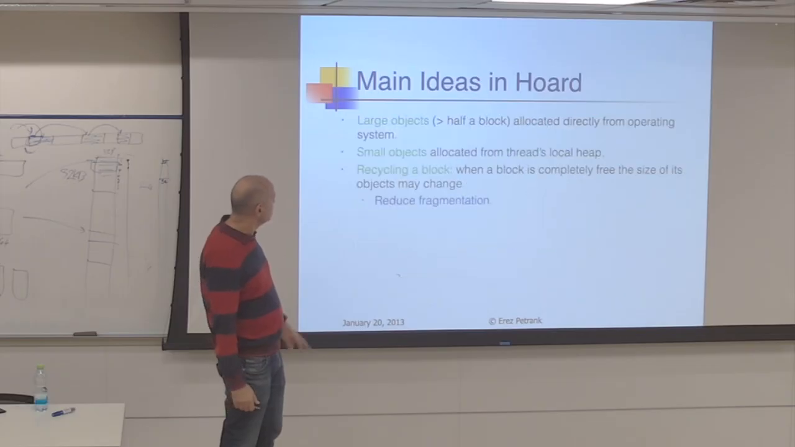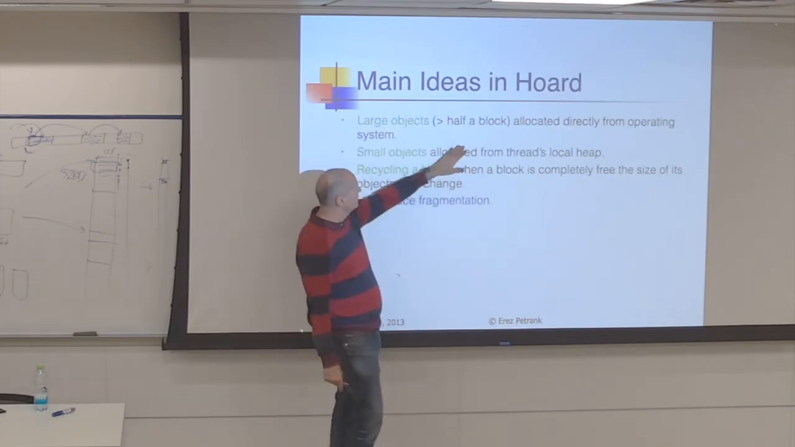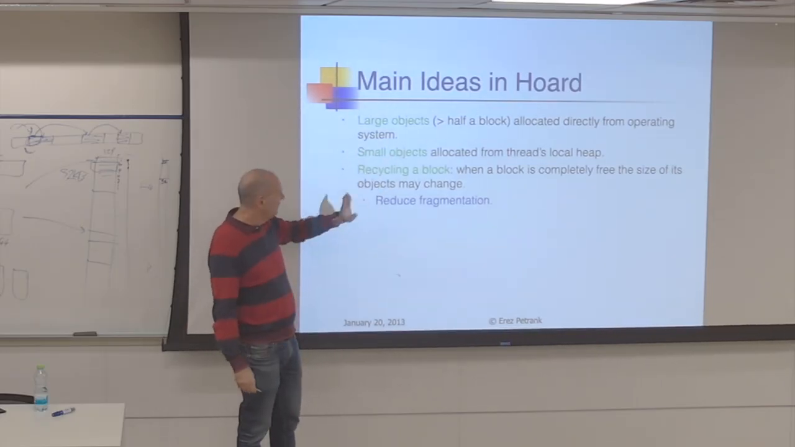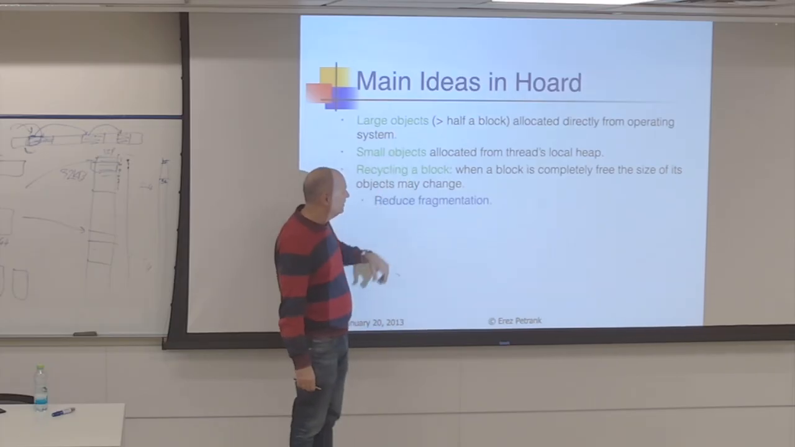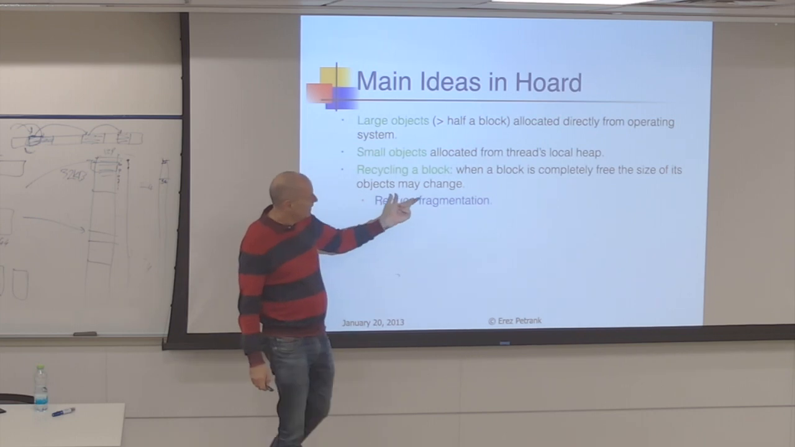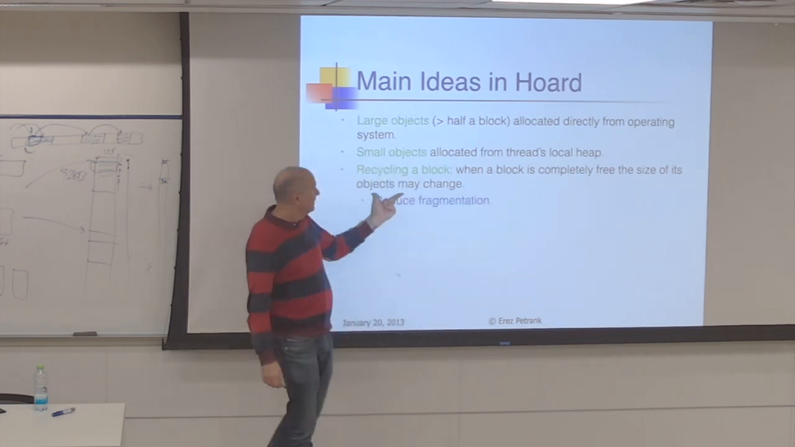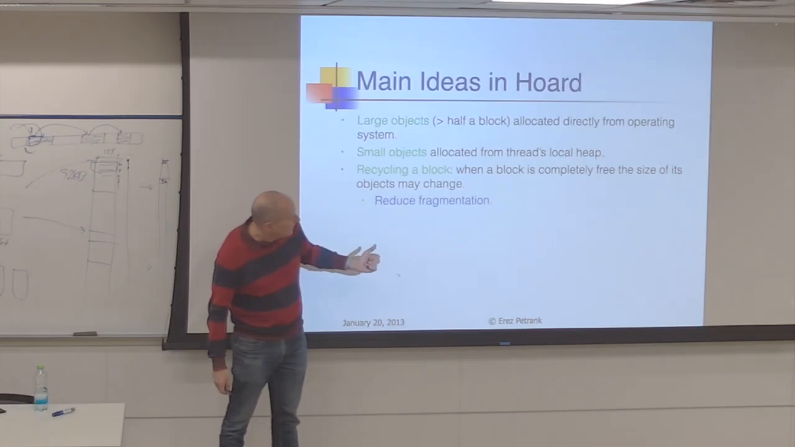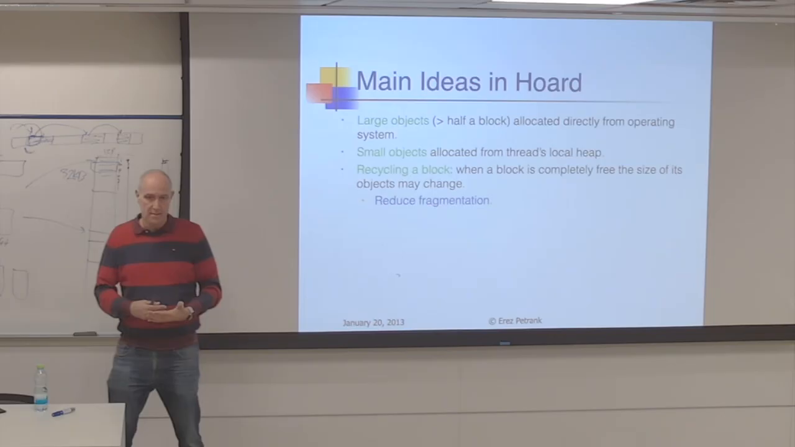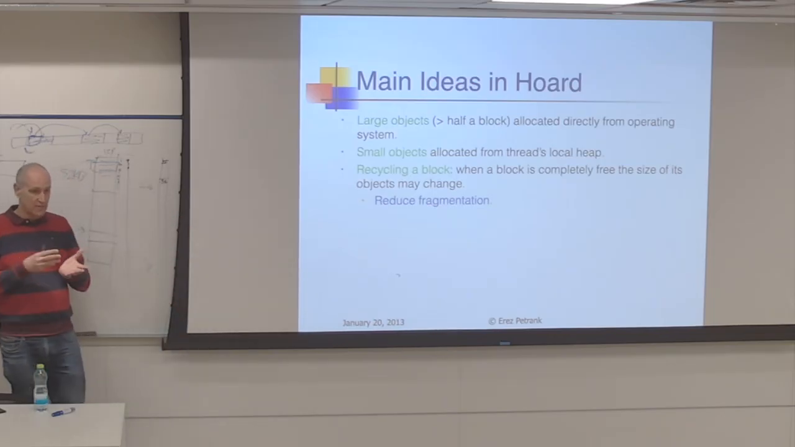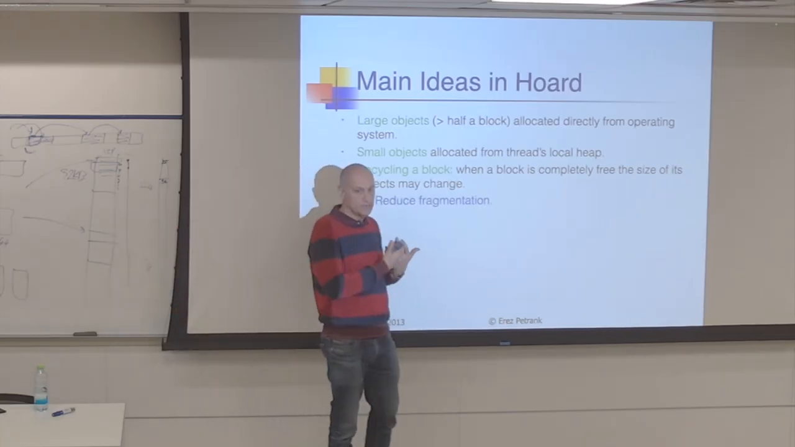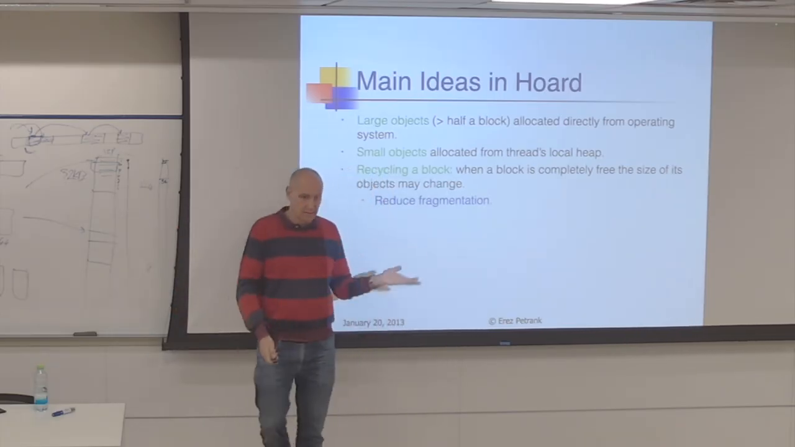Okay, so I want to allow reuse. Large objects, I go directly to the operating system. I do malloc of the operating system. I only work with small objects, which is most of the allocations, and then I go for the thread local heap. And when a block is completely free, I can reuse it for another size. So if I had a block with objects of size 24 and it's completely free, I can now use it for objects of size 30. That's fine. That makes sense?